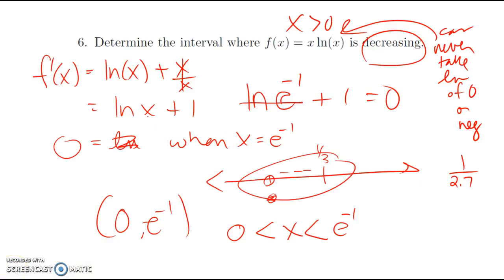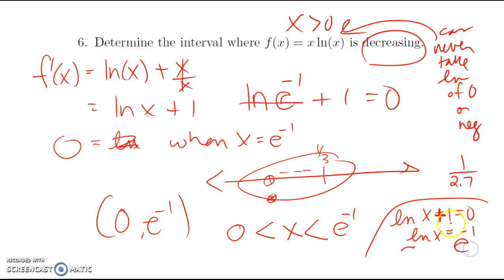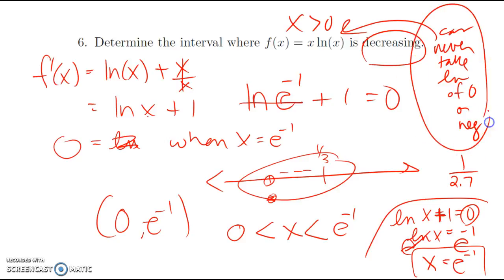Some of these things, for instance, knowing that ln of x plus 1 equals 0. I'm going to say ln of x equals negative 1. Because e to the x is the inverse, I can raise both sides up as exponents on e. The e to the ln drops out. So that means for this to be 0, x has to be e to the negative 1. That's how I would have figured it out. But you do have to remember that you can't have a log of 0 or any negative numbers. Logs always have to have positive numbers.